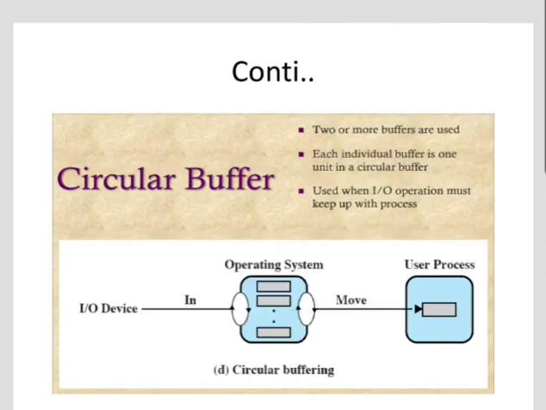Next is circular buffering. In circular buffer, two or more buffers are used. Here each individual buffer is one unit in a circular buffer. It is used when input-output operation must keep up with the process. Now the diagram for the circular buffering is shown here.